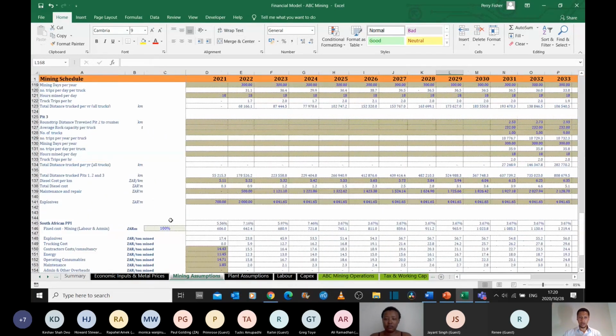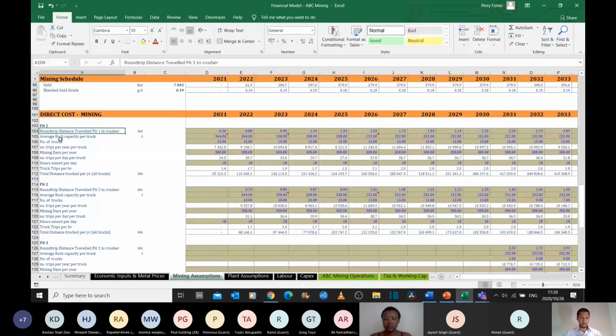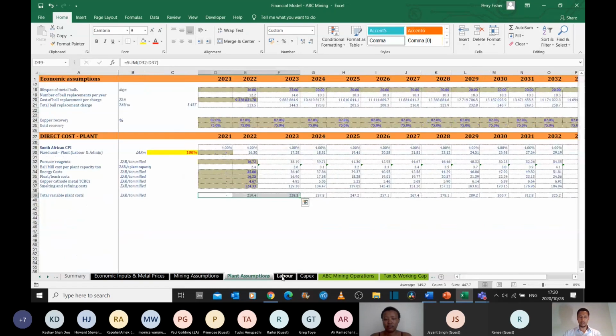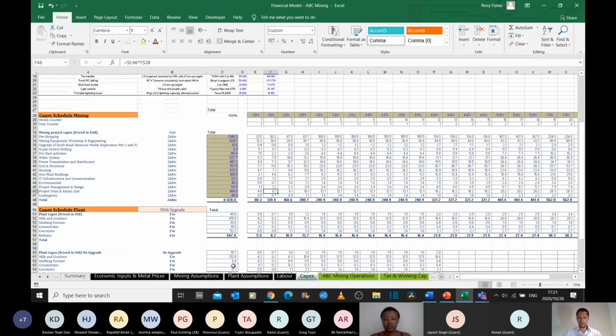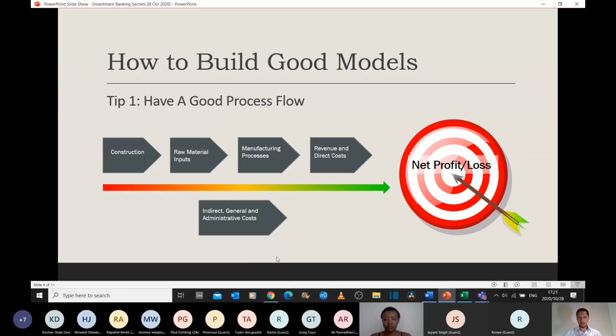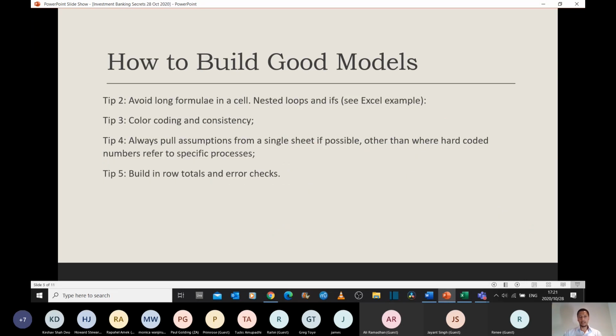So my mining assumptions tab is only for mining assumptions, where I model the round trip distance from my crusher to my pits. I model the number of trucks, the average rock capacity. That's only mining. I have a tab that's only plant, a tab that's only labor, your salary grade, et cetera, and a tab that's only capital expenditure. So it helps to keep everything neat and tidy. And you'll thank me later if you do it this way, as opposed to having as much as possible on a single tab.